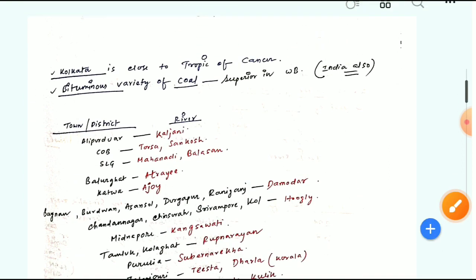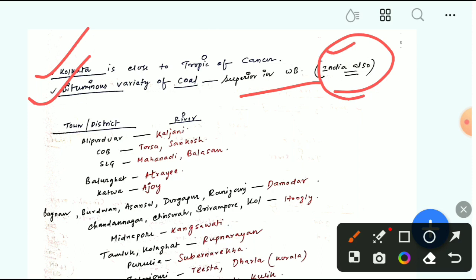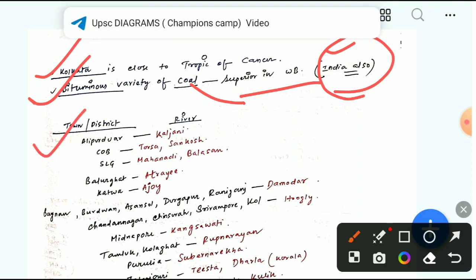Next, the Tropic of Cancer is close to Kolkata. Next, the bituminous variety of coal is superior in West Bengal. That is also superior in India. So if you consider the coal, the variety found maximum in West Bengal is the bituminous variety.